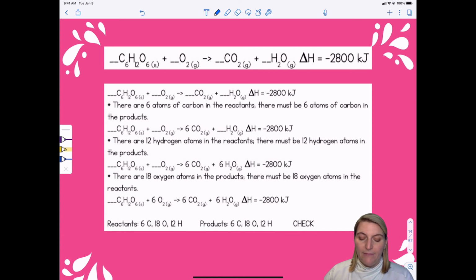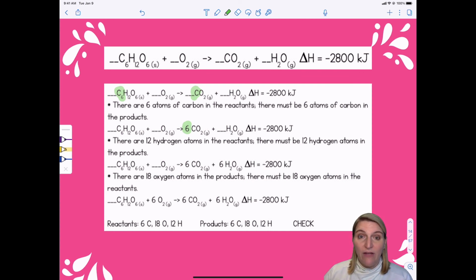This is cellular respiration, right? This is glucose plus oxygen. And when I look at this equation, the first thing that I notice is that there's 6 carbon over on the left-hand side, and there's actually only 1 carbon on the right. And so I need to change that. I need to make sure that there are 6 carbon on the right. And I do that by adding a coefficient of 6 in front of the carbon dioxide.